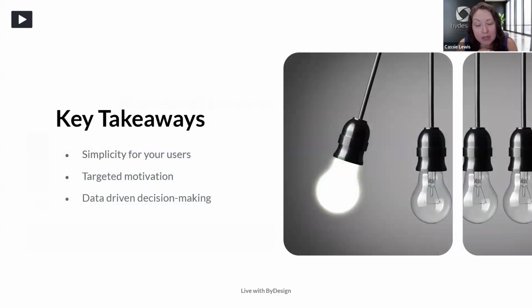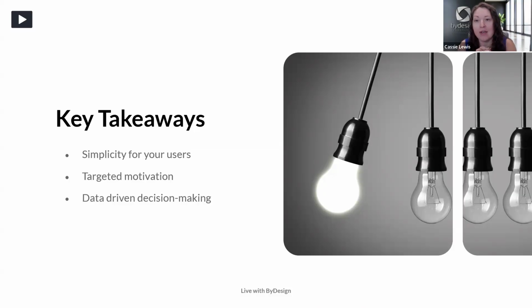So your key takeaways for today: simplicity for your users. Okay? It may be very complex behind the scenes, but that's why you don't let your reps look behind the curtain, right? Any complexity you have on your side can be simplified in the tools and the training and the way that your reps consume your comp plan.